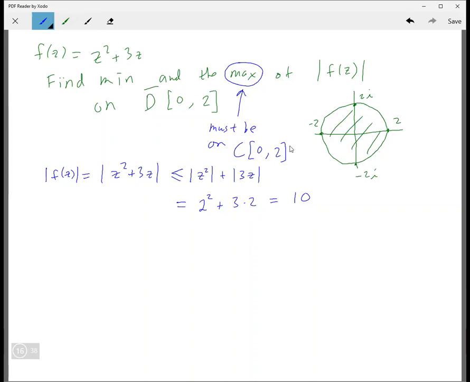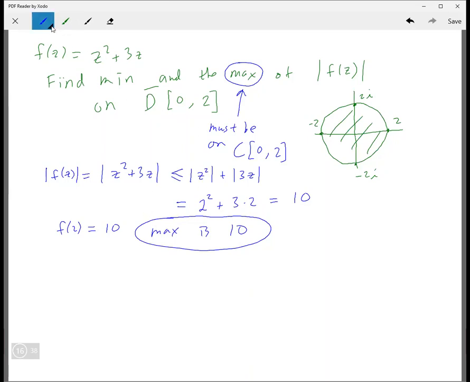Okay. Yeah, the same. 2. Yes, 2. f of 2 is 10, because it's going to be 2 squared plus 3 times 2. That's 10. So the maximum is 10. You can be sure of that because you can't get more than 10 because of the triangle inequality.